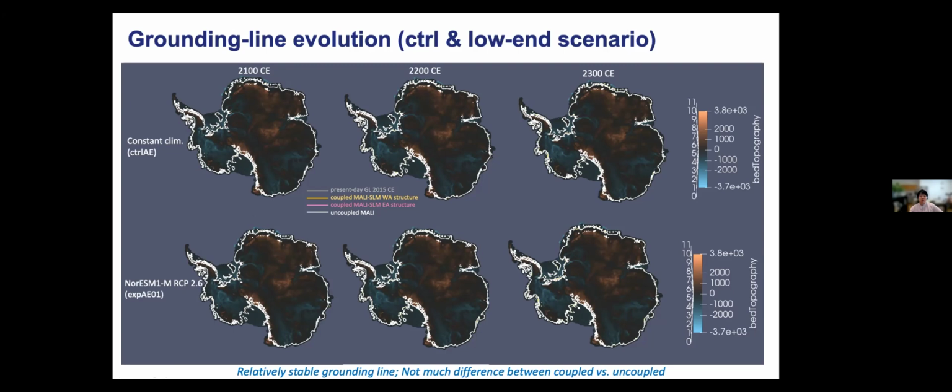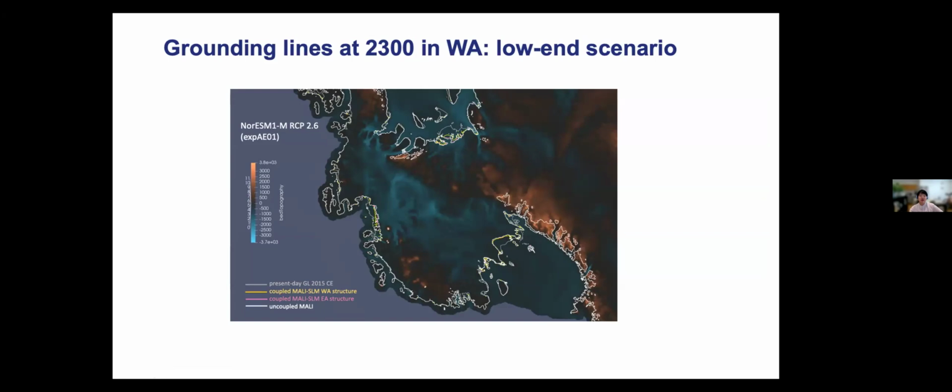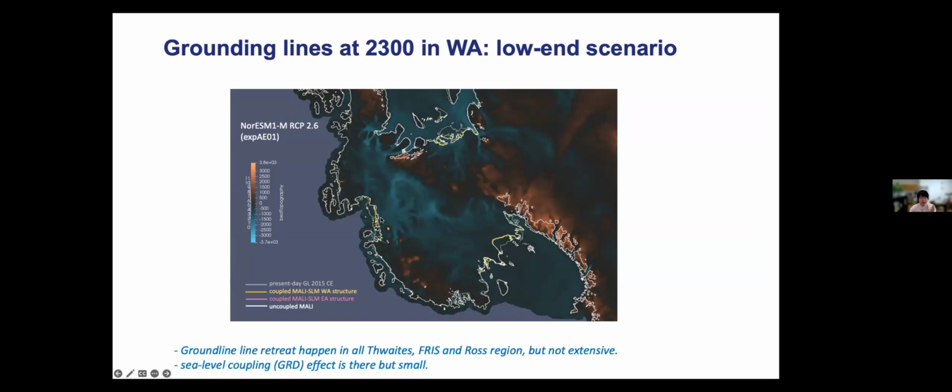But when you go into now this, actually, I'm just zooming in a little bit into West Antarctica and grounding lines at 2300, the very end of the simulation in the low-end scenario. And you can now start seeing a little bit of difference, where the uncoupled MALI ice sheet simulation retreated the grounding line the most. And then there are coupled simulations in yellow and pink that have a little bit more advanced grounding line position compared to the uncoupled simulation. And this gray line is the present-day grounding line. So the grounding line retreat happens all in these three regions in West Antarctica, but the GRD effects are pretty small.